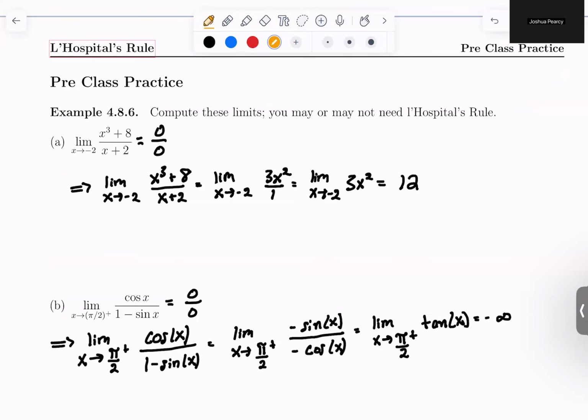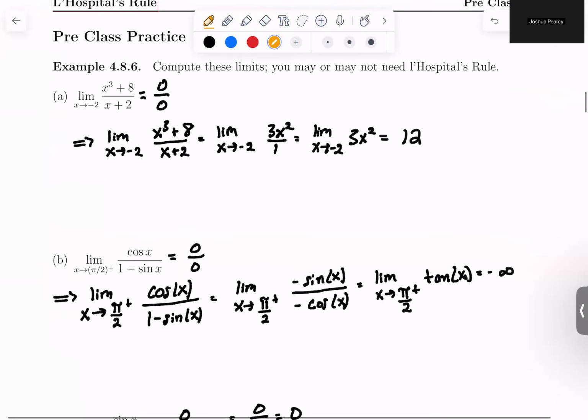So differentiating the numerator, we have 3x squared. Differentiating the denominator, we have 1. So this means we actually have the limit as x goes to minus 2 of 3x squared. And then plugging in minus 2 for x, we have 3 times 4, which is 12. So that one's a pretty simple one because the denominator, when I took the derivative, was just 1. Let's move on to the next part.